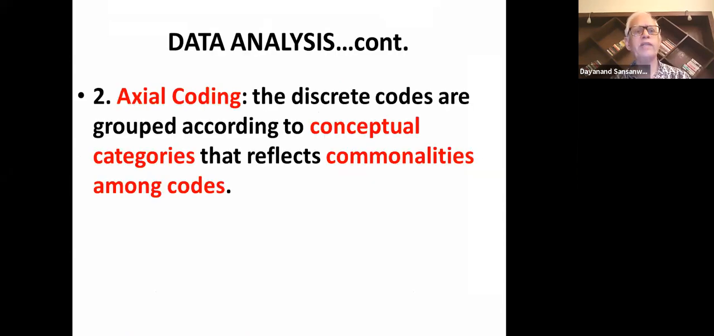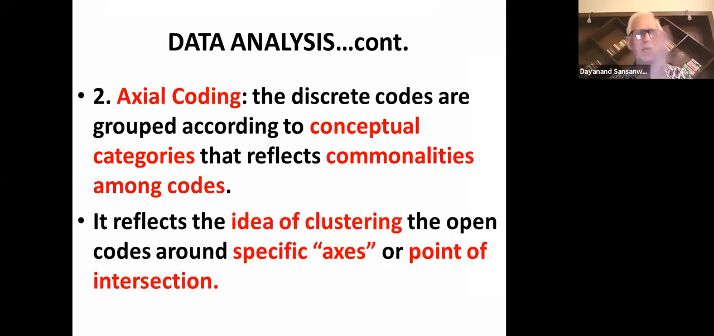The second one is axial coding. Your discrete codes are grouped according to conceptual categories. Once you have done the coding, you have to look at those and try to synthesize and arrive at conceptual categories that reflect the commonalities. If you cannot find the commonalities, then of course the theory cannot be built. So synthesis keeps on going.